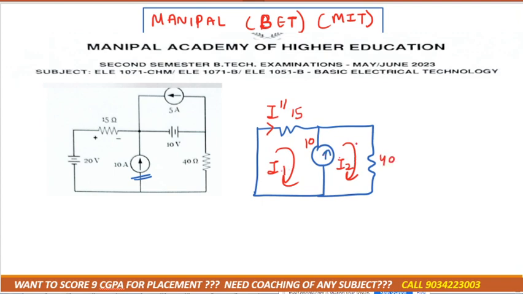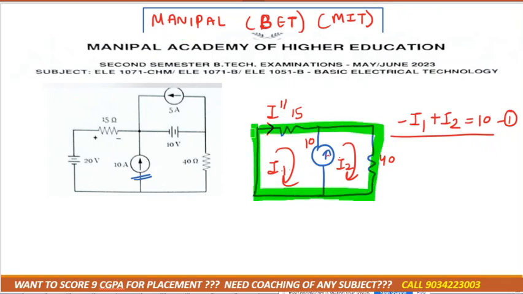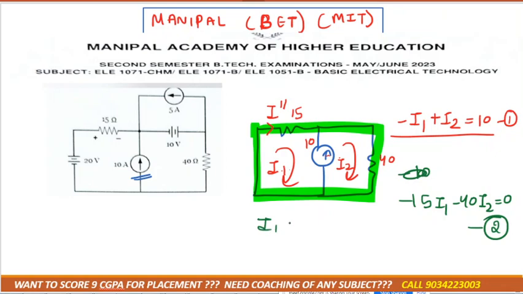If I solve this equation, the 10 ampere, this ohm and 40 ohm. I1 and 10 ampere are in the opposite direction, so that would be minus I1. I2 and 10 ampere are in the same direction, plus I2 is equal to 10. That's your first mesh equation. Now for the second, we need to take the super mesh, right? The supermesh equation is minus 15 I1 minus 40 I2 is equal to 0. After solving the equations, we'll get the values of I1 and I2.